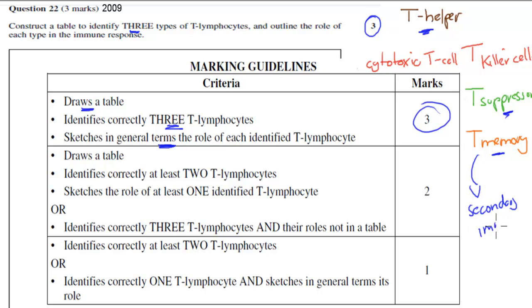And we've got the 2 killer cells. We've got a cytotoxic T cell and the T killer cell. These are quite similar, but quite different as well. The cytotoxic T cell will kill infected cells, especially your cancer cells, your organ transplanted cells, and your infected cells. And T killer cells do something similar, but they're just activated a bit differently. These have quite similar roles. There's a bit of difference, but you just had to choose 3 of them, and then explain what kind of role they have in the immune response.